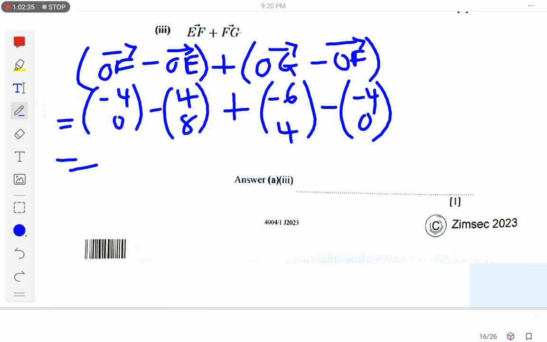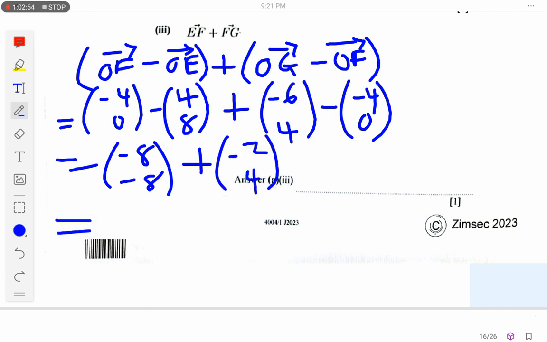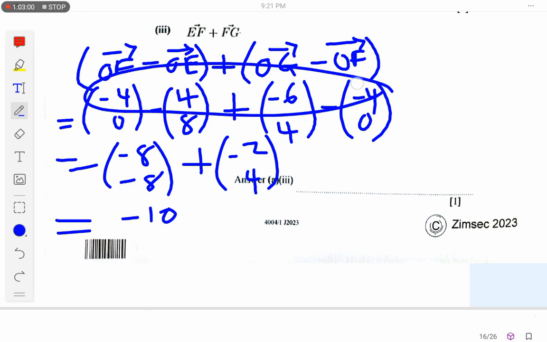Okay, so minus 4 here, I have minus 8. We have this answer anyway. Then 0 minus 8 there, minus 8 there. Plus the other part, minus 6 minus minus 4, that's minus 6 plus 4. So we have minus 2 here. Then 4 minus 0, that's a 4. So this is what we have. Then we end here. Minus 8 plus minus 2, that's a minus 10, the one that we got when we did the whole thing there.